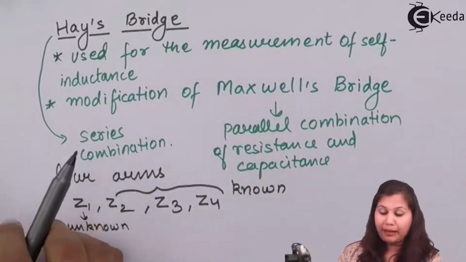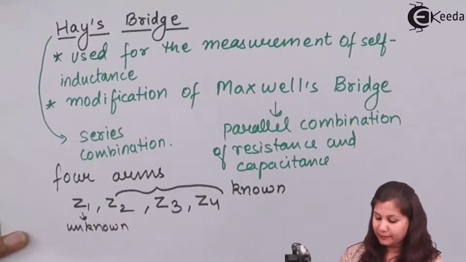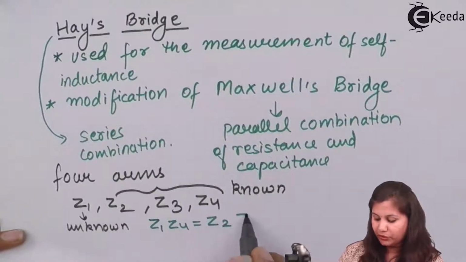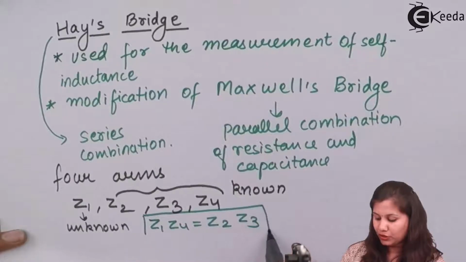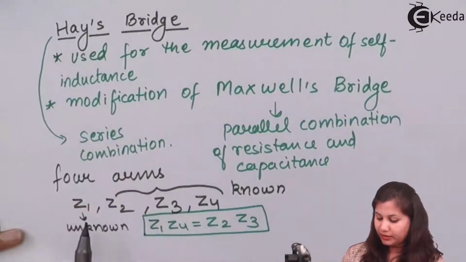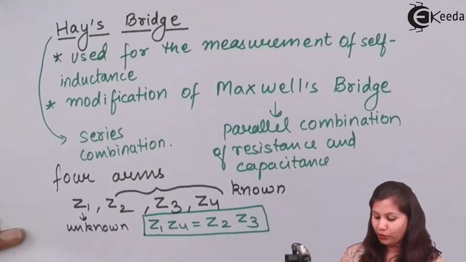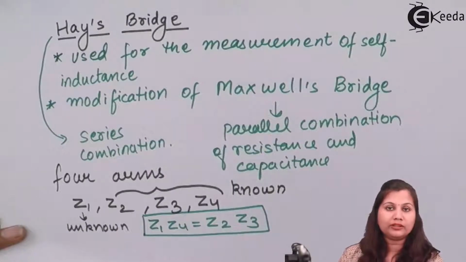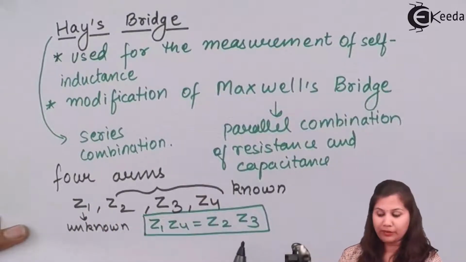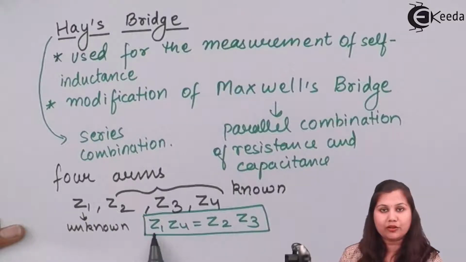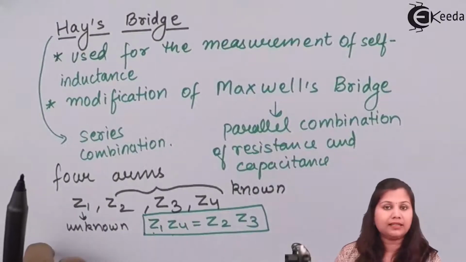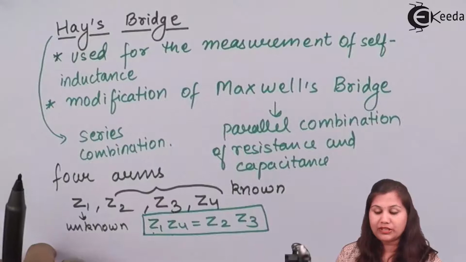Now we know that the balance equation for a general alternating current bridge is Z1 Z4 equals Z2 Z3. This is the balance equation for an alternating current bridge. So for the Hay bridge, we will first get the value of all the 4 impedances, and then put these values in this balance equation, and through it we will get the value of Z1 in terms of Z2, Z3 and Z4. So let us first see the circuit diagram, or the circuit configuration, of this Hay bridge.